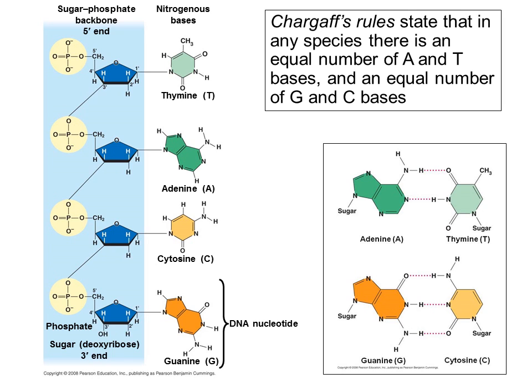Now, one of the clues that we had was determined by a scientist named Chargaff. And Chargaff figured out this rule. Chargaff's rules showed that in any species, the number of A nucleotides and the number of T nucleotides is the same. Also, the number of G and C is the same. So for every A, there's one T. For every G, there's one C. And this was an important clue in figuring out the structure of the DNA molecule.